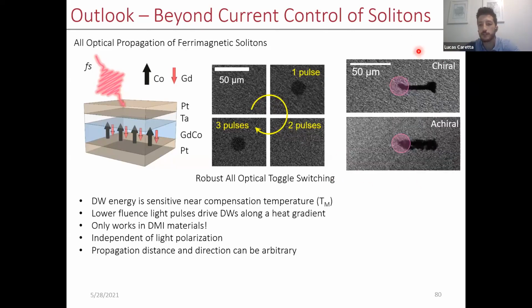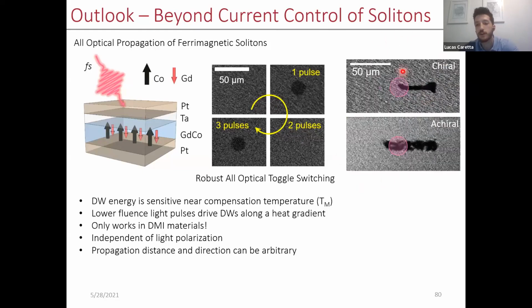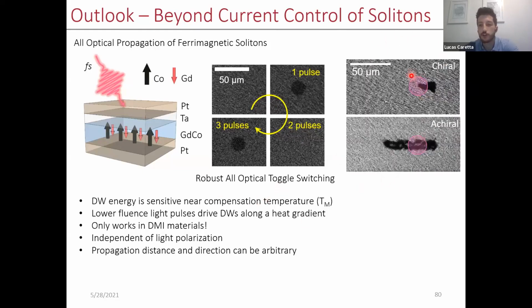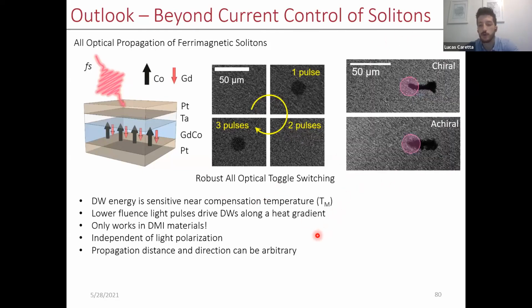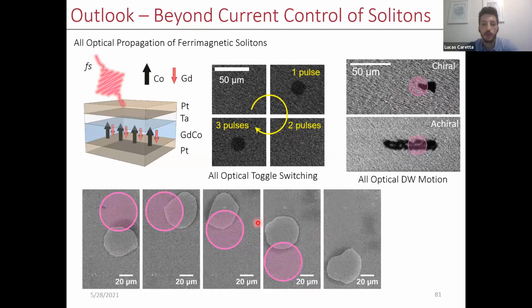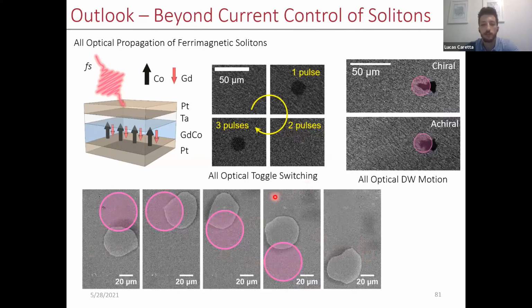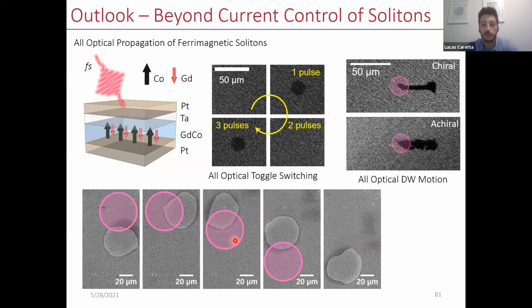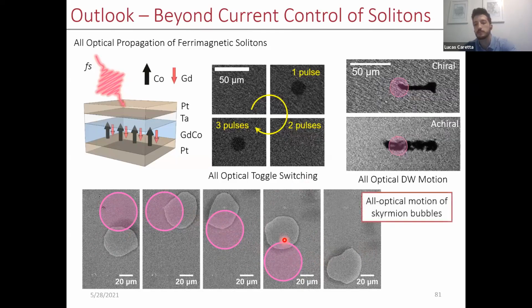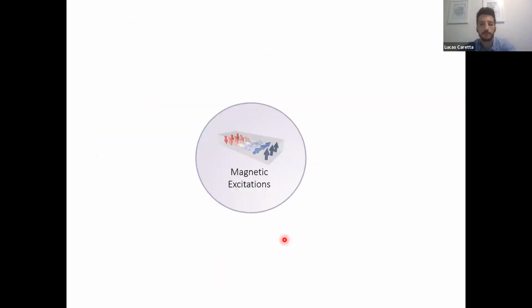So no magnetic fields, no currents, no patterned devices at all. And we find that it's a strong function of the DMI in these materials as well. And we can even do this with topological skyrmion bubbles as well. We can drive domain walls and bubbles back and forth in these materials, all optically.